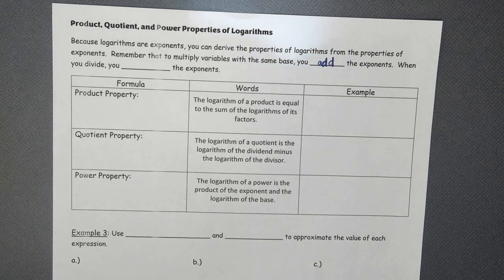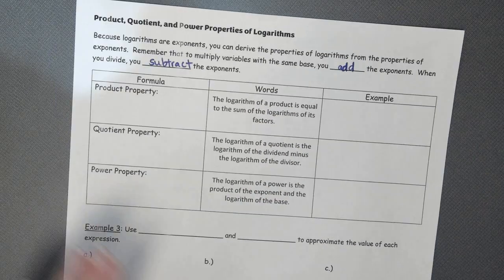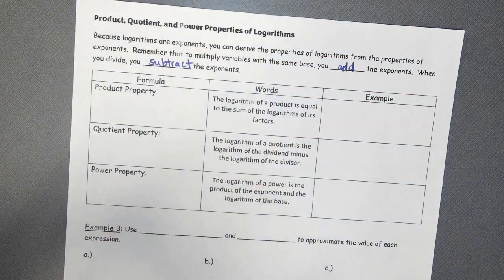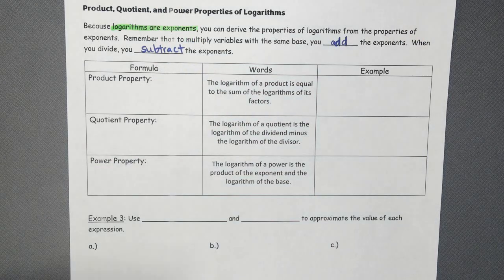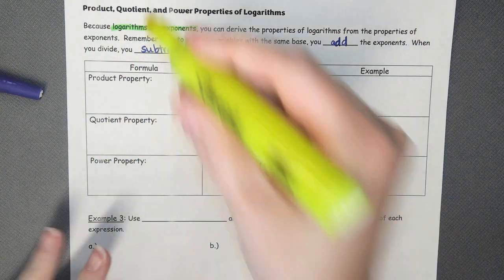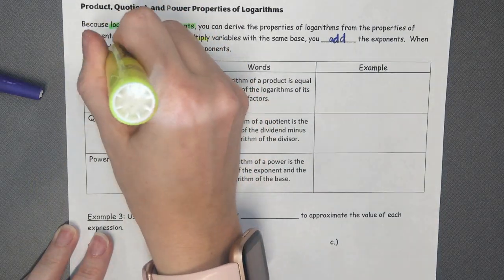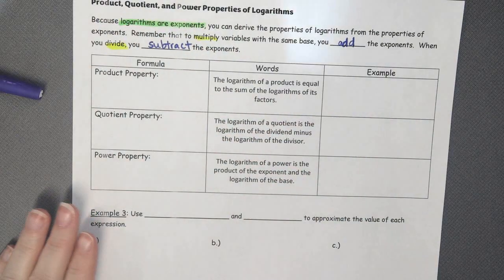And then when you divide, what do you do to the exponents? Subtract. There is going to be one more. That's when we have the power to a power. When we have a power to a power, that is when we multiply them. And we'll talk about that as well. Okay, so when you're multiplying, that is going to be addition. When you divide, you're going to have subtraction, and that's what we're going to use for our properties.